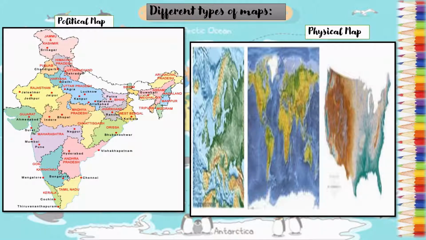Now what are physical maps? Maps showing natural features of the earth such as mountains, plateaus, plains, rivers, oceans, etc. are called physical maps.